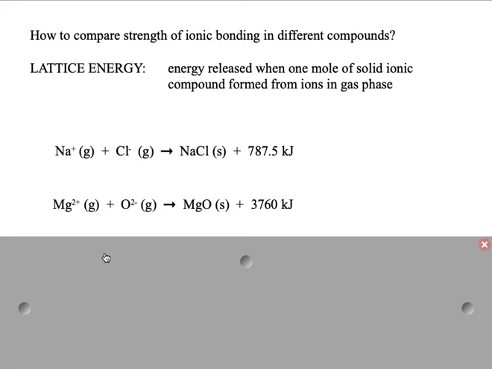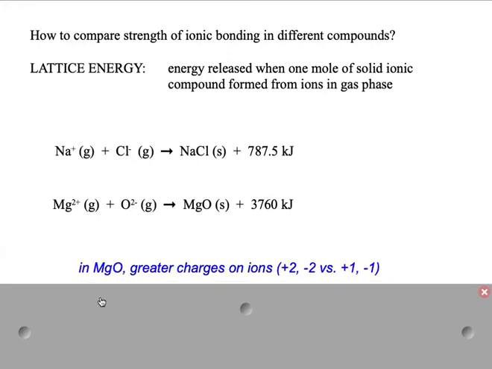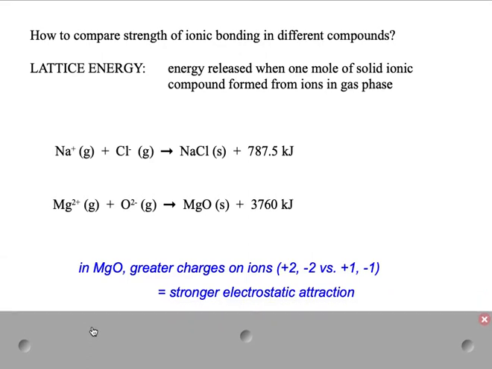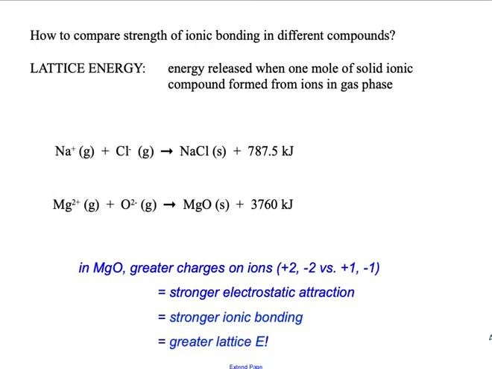If I take 1 mole of magnesium 2+ cations in the gas phase and 1 mole of oxygen 2- anions in the gas phase to form 1 mole of solid magnesium oxide, I get out 3,760 kilojoules of energy. It has a much greater lattice energy, indicating a stronger ionic bonding. How can we rationalize that? Well, in magnesium oxide, the ions have +2 and -2 charges versus +1 and -1 charges in sodium chloride. That means stronger electrostatic attraction between the cations and anions, which corresponds to stronger ionic bonding, and that is reflected in a greater lattice energy.